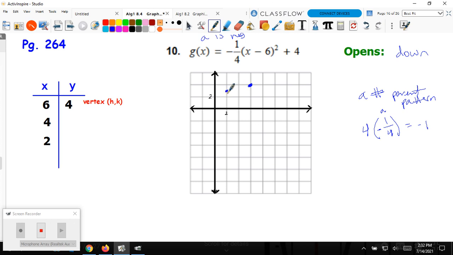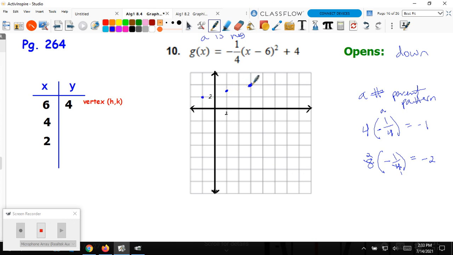1 is half a box. I could go 8 units, 2, 4, 6, 8 units. So I do 8 units. I'm going to multiply it by my A number, the -1/4. And I can cross cancel here. That's a 1 and this will be a 2. So this is going to be -2. I'm going to go down 2. So 2, 4, 6, 8. I'm going to go down 2, which is 1 box. So it's kind of like that.